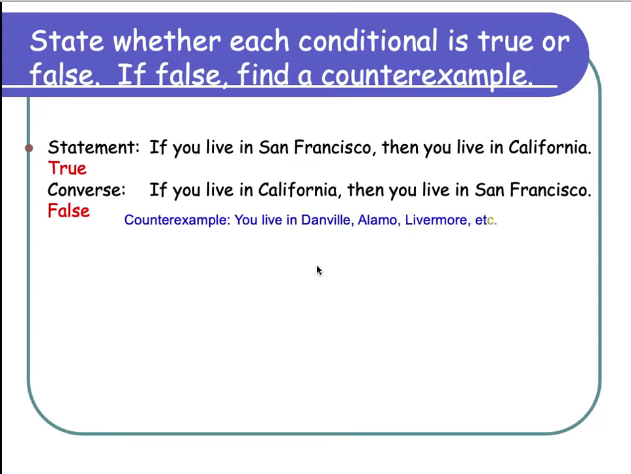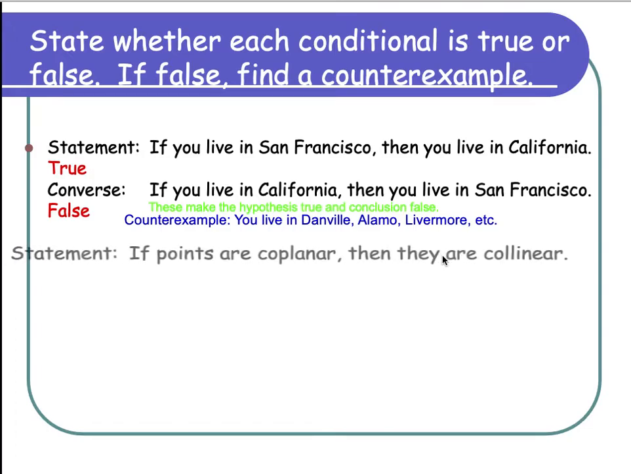So the counterexample is this one. You may change the place. If you live in California, you may change California to Danville, Alameda, Livermore. For example, for the statement that we use, you can use Davao City, Cebu City, Manila City, Quezon City. Just like that. Just make the hypothesis true and make the conclusion false.